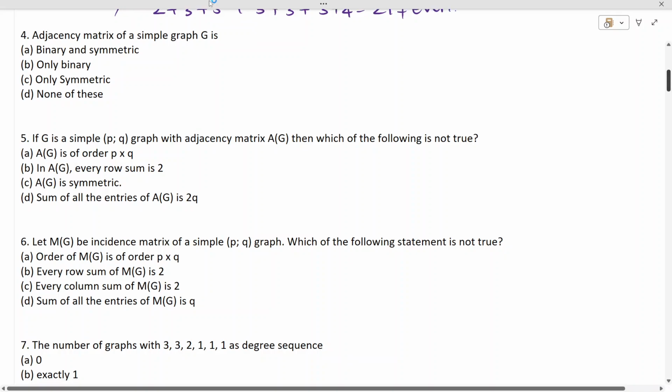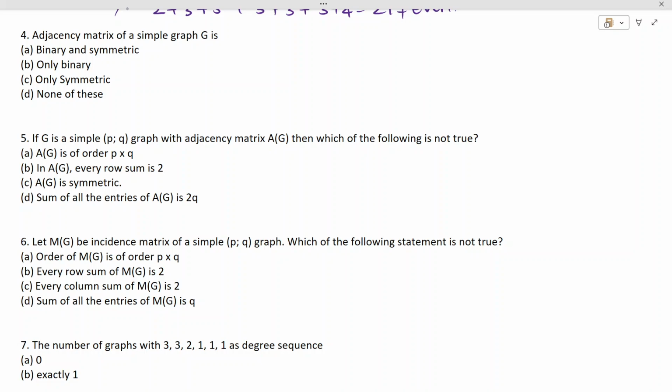Fourth: the adjacency matrix of a simple graph G is. We have been given 4 options: binary and symmetric, only symmetric, and none of these. By the properties of the adjacency matrix, we know that the adjacency matrix is binary and symmetric. Option A is the correct option.